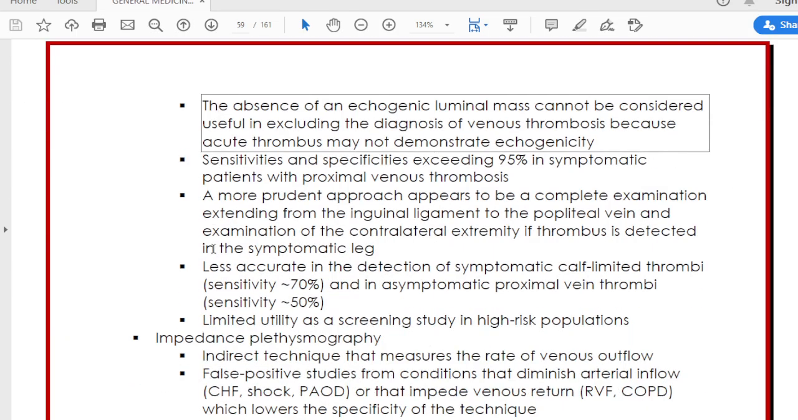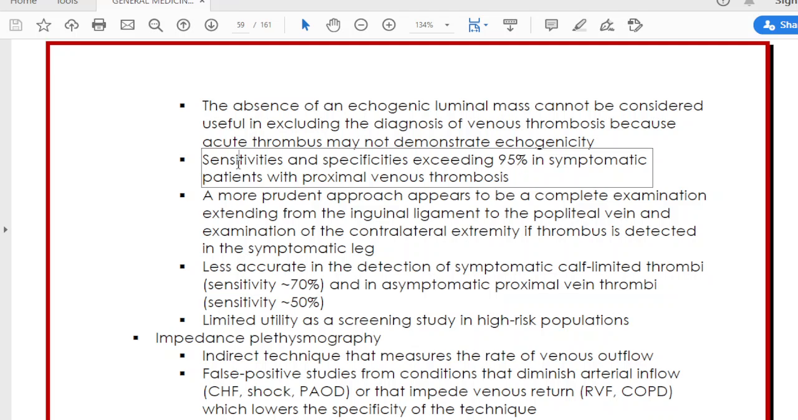The absence of an echogenic luminal mass cannot be considered useful in excluding the diagnosis of venous thrombosis because acute thrombus may not demonstrate echogenicity. Sensitivities and specificities exceeding 95% in symptomatic patients with proximal venous thrombosis.